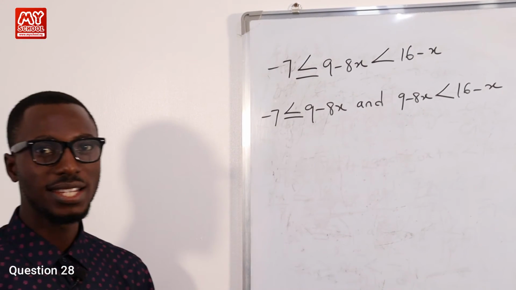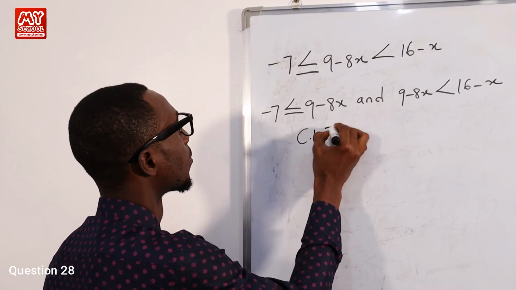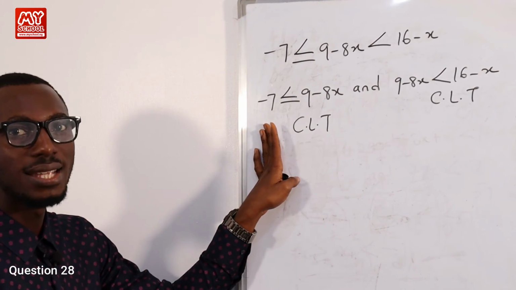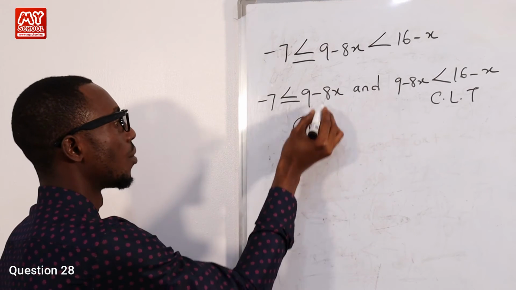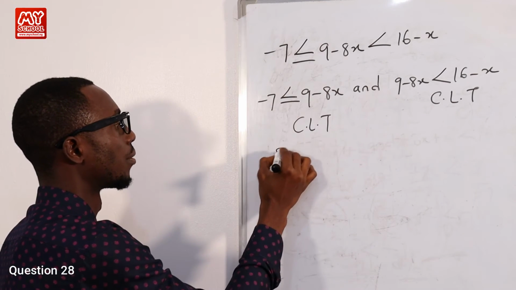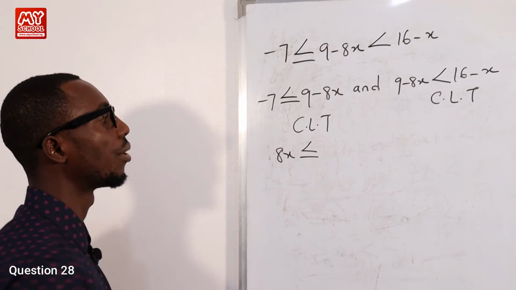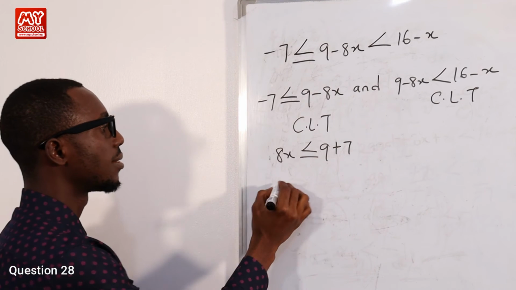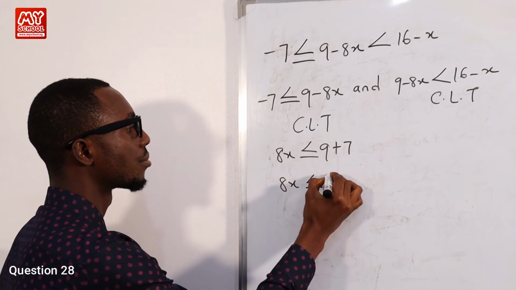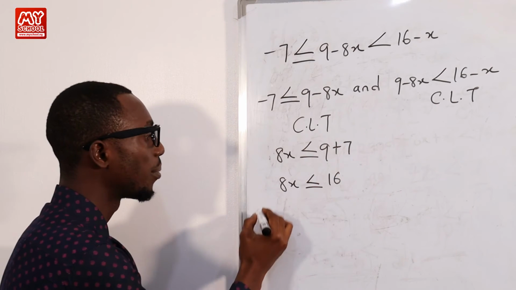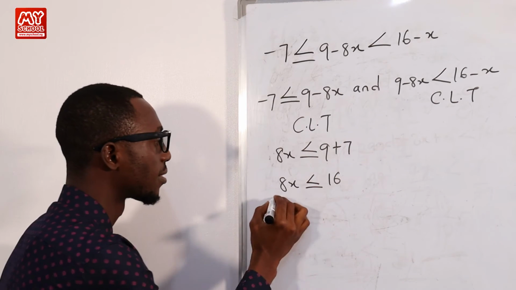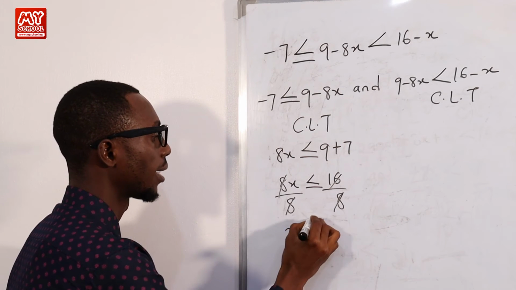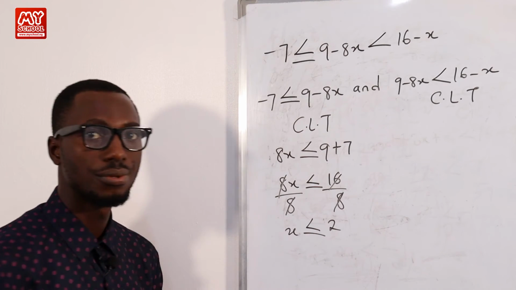So at this point, we can collect like terms. When we collect like terms here, we have 8x less than or equals to 9 plus 7. And that is 8x is less than or equals to 16. Divide both sides by the coefficient of x, which is 8. x is less than or equals to 2.